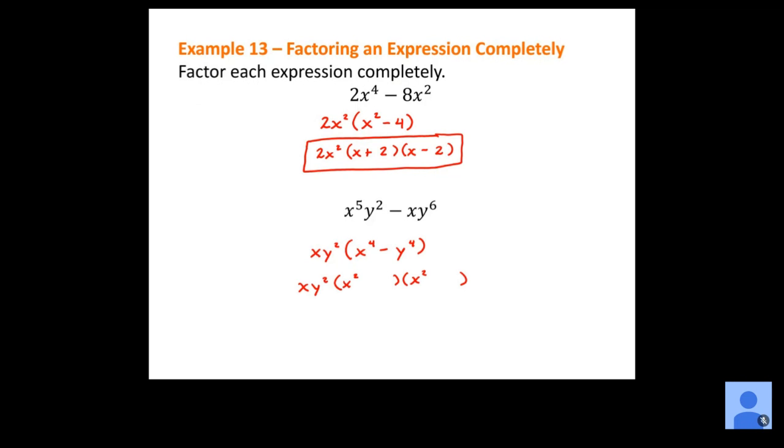Now I'm going to look at y to the 4th. So that's going to give us y squared and y squared. And again, because it's a difference of squares, one needs to be positive, one needs to be negative. And again, it doesn't matter the order, so I'm going to put the minus first, plus second.